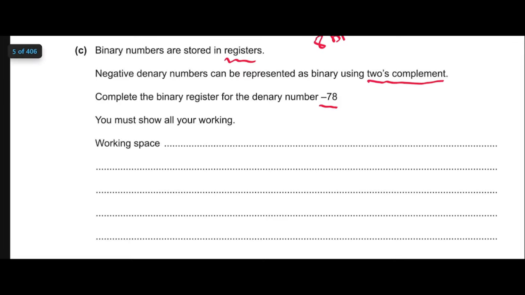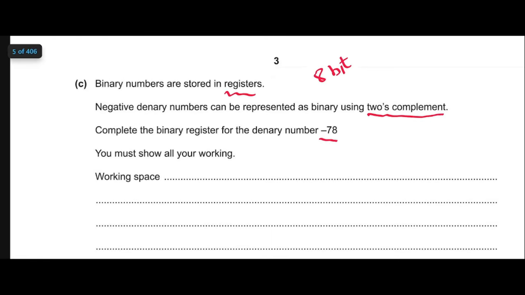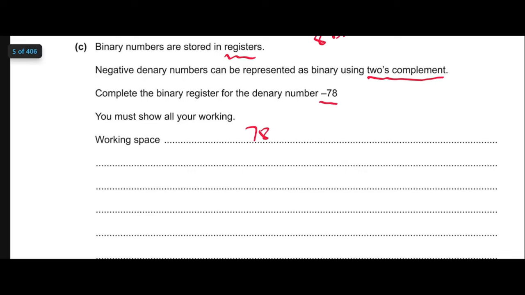You must show all the working here. First step: when you find a negative number, we simply write it as a positive number. So -78, we write as positive 78. Now we need to convert 78 to binary. The first step is to convert it to binary. So let's do the divide method. 78 divided by 2 is 39, and so on.